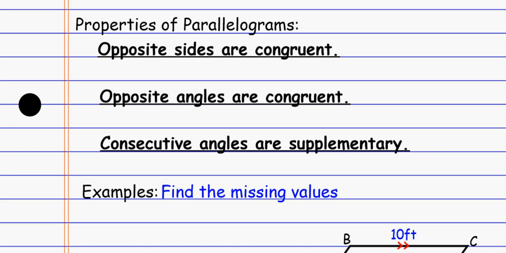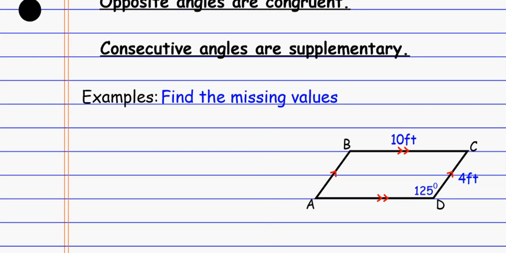So please understand the definition is that the opposite sides are parallel, but now we have all these special properties, and they are that opposite sides are congruent, opposite angles are congruent, and consecutive angles are supplementary, okay? So if I look at this one, it says find the missing values. Let's start with talking about the sides. And we can talk about the sides and the angles separately and individually here.